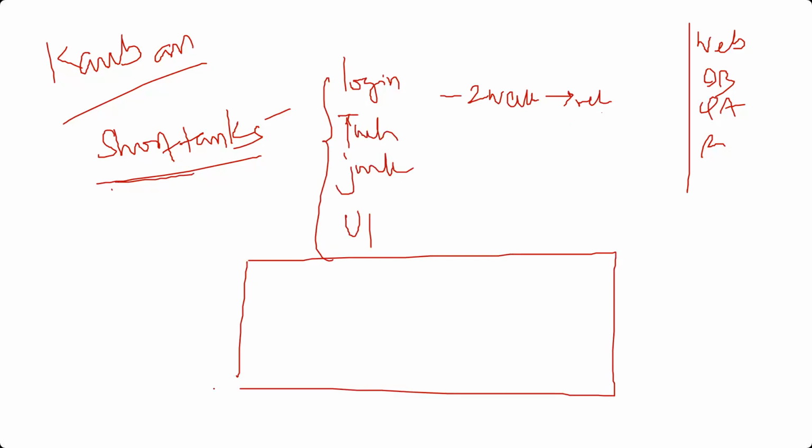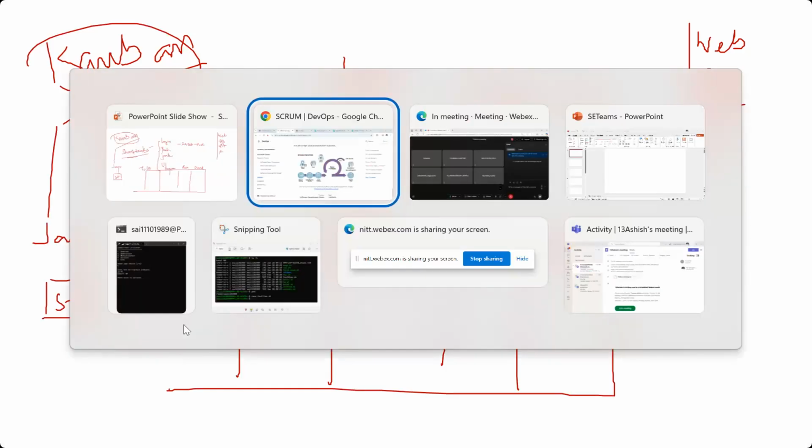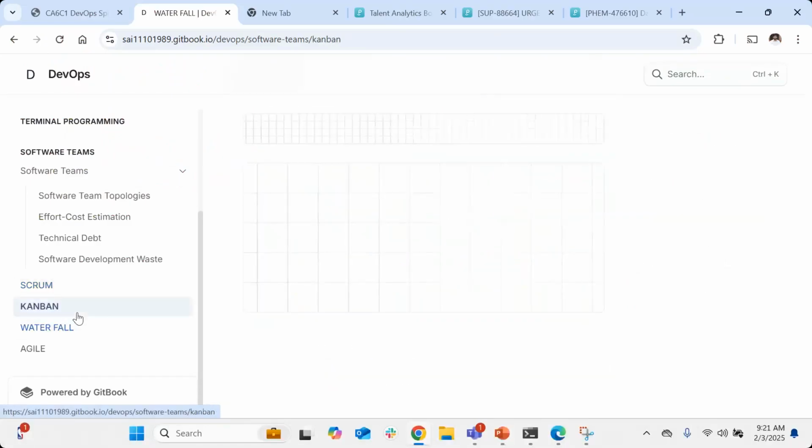A Kanban board is a board where you have tasks organized like to dos, in progress, review, and done. Kanban is actually a Japanese word which means what is there on the sticky note. I'll show you how that Kanban looks.